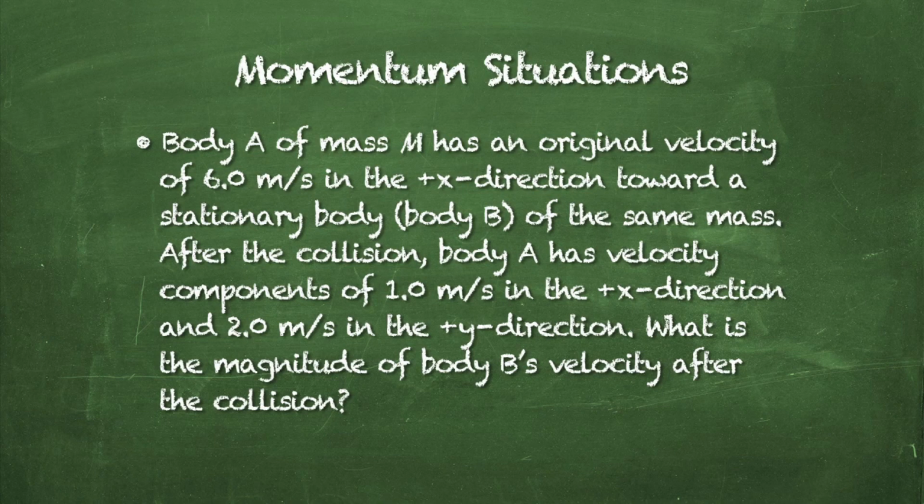This is a two-dimensional collision, but we work it just the same as we do a one-dimensional collision. We just now have two equations, one for momentum in the x direction and one for momentum in the y direction. Notice that both bodies have the same mass, so we're going to be able to factor out mass, and it's not going to matter what the mass is. Try to answer this question.